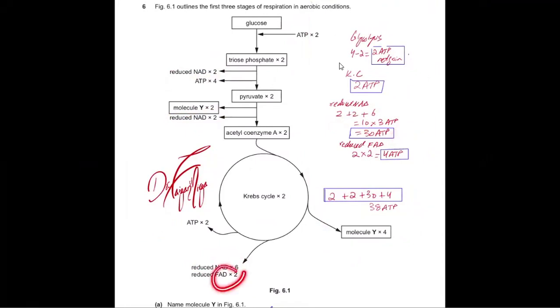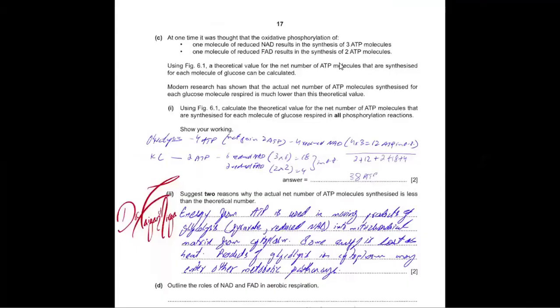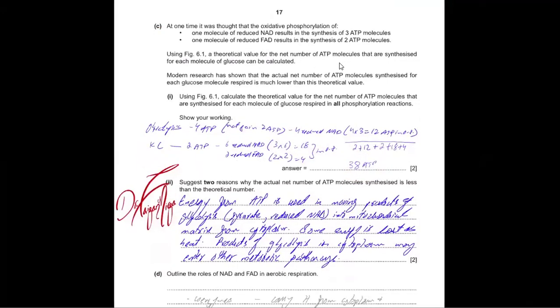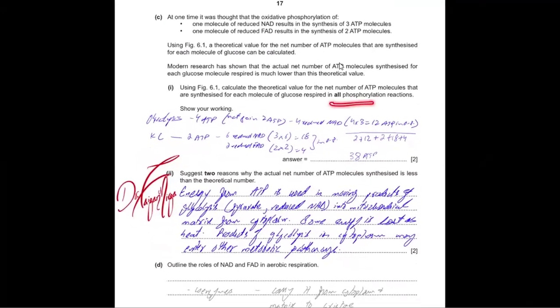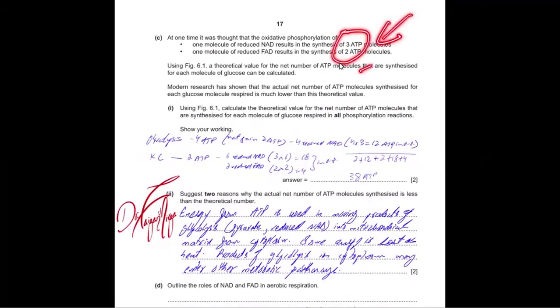Coming to reduced FAD, there are two reduced FAD being produced. We are told that two ATPs can be produced per reduced FAD, so we multiply 2 by 2 and get 4 ATPs. We add all these values together: 2 plus 30 plus 4, we get 38 ATPs. So this is the answer. Although they have given very little space, you can mention which reactions you are using to calculate the net gain of ATP. You have to take into consideration all the phosphorylation reactions and the ratio they have provided for the theoretical value.